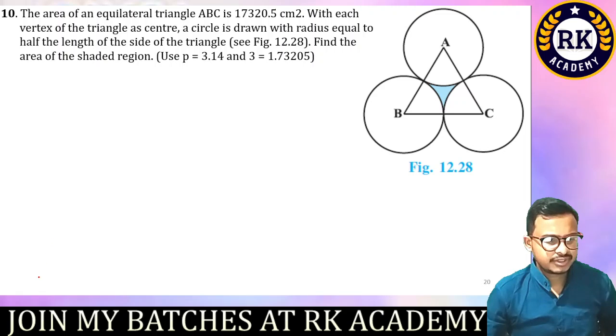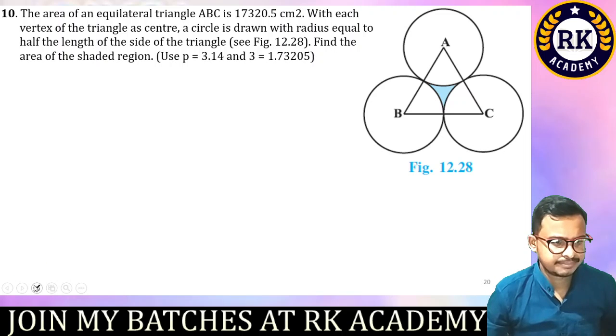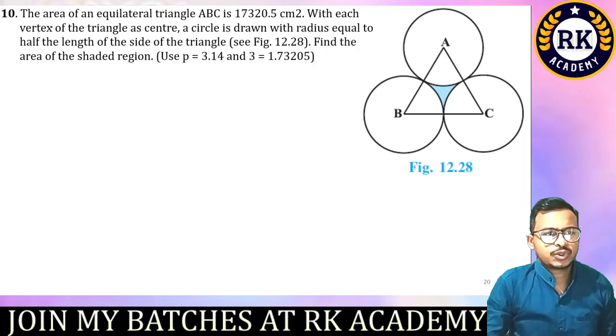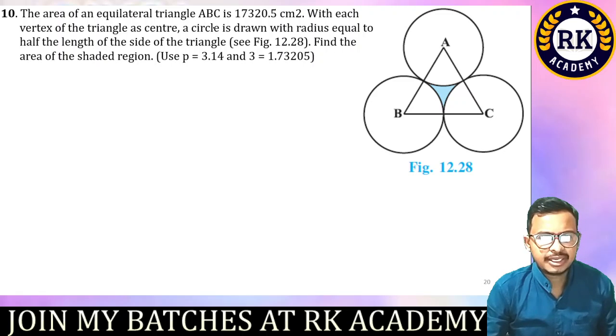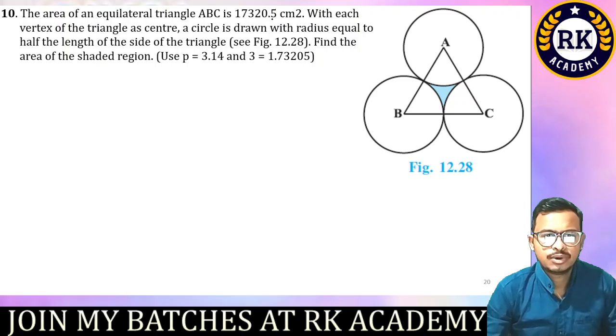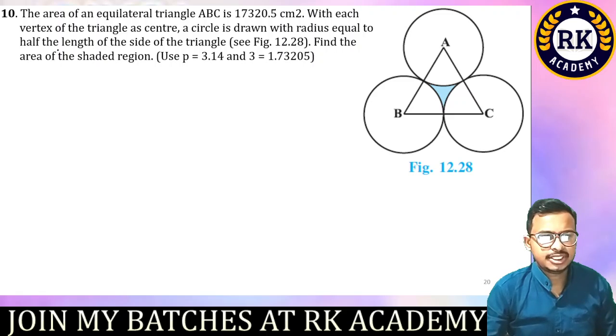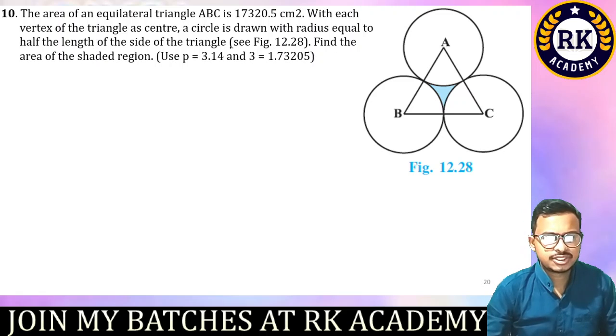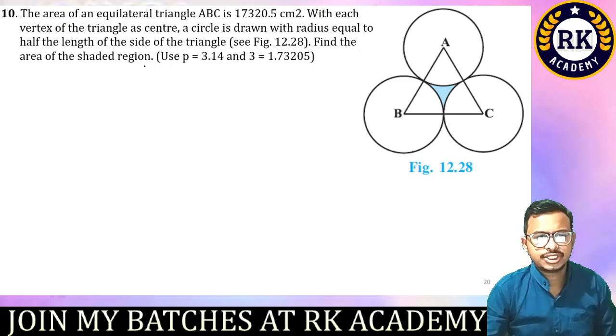So today we'll start with the 10th question. The area of equilateral triangle ABC is 17320.5 centimeter square. With each vertex of the triangle as center, a circle is drawn with radius equal to half of the length of the side of the triangle. Find the area of the shaded region.